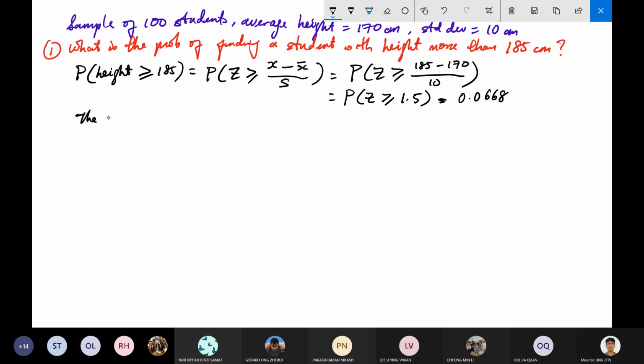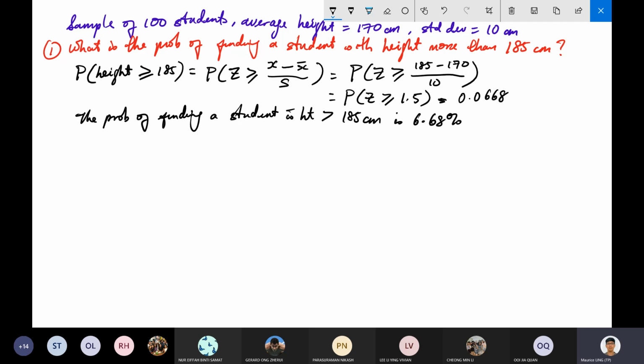So then you write down the probability of finding a student with height more than 185 cm is 6.68%. All right, so this you can do. Any problem up to this point?